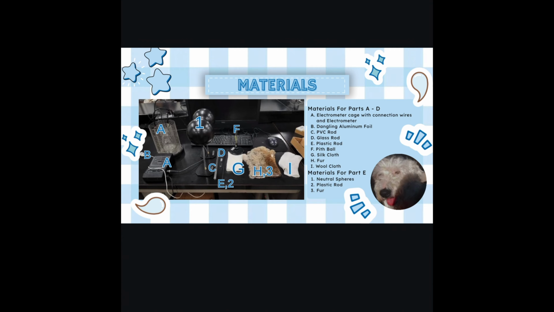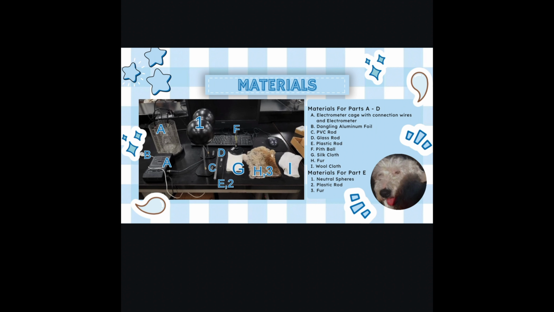Now, for the materials for parts A through D, we'll start with A. That is the electrometer with the connection wires and the cage, which is what we are exposing objects to in order to read the charge. The electrometer itself is what tells us the charge. B is a piece of dangling aluminum foil that is grounded to the table, and the aluminum foil is a neutral conductive object.